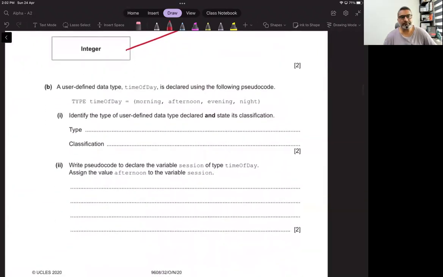A user defined data type, time of day, is declared using the following pseudocode. Type time of day, morning, afternoon, evening, night. This is non-composite, by the way. Identify the type of the user-defined data type declared and state its classification. So the type is enumeration, which is a list of things, and the classification is non-composite.